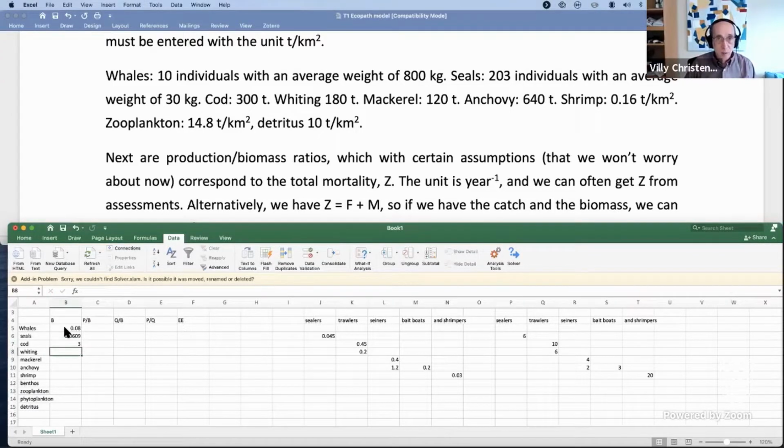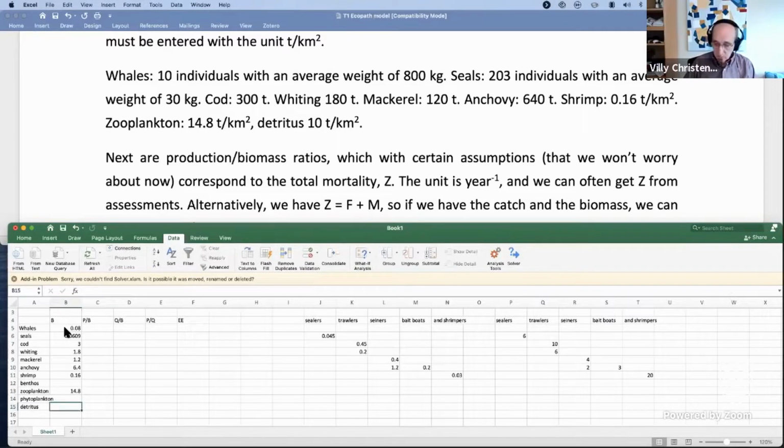Now we can guess for whiting, 180 tons amounts to 1.8. For mackerel, it's 1.2, 120 divided by 100. Anchovy, 6.4. And shrimp, it's given in ton per square kilometer. And maybe I should remind you, ton per square kilometer is exactly the same as gram per square meter. So 0.16 gram per square meter, that means less than 1 shrimp per square meter. Yeah, okay. It's not a very high biomass, no. Zooplankton, 14.8. Yeah, that's more zooplankton.